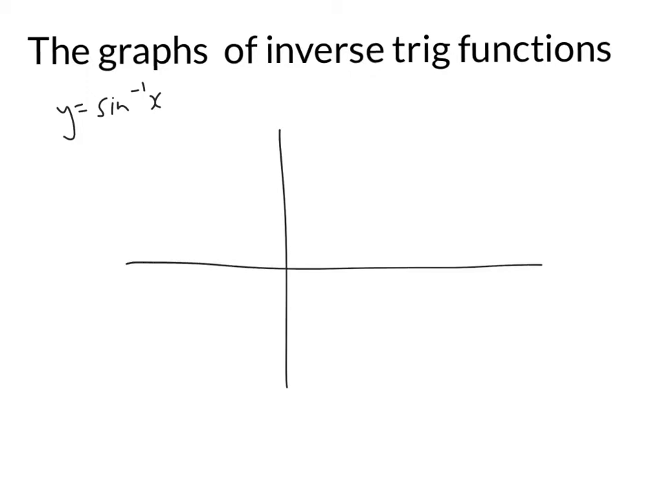Y equals sine x looks like so if we go from 0 to 2 pi. It also goes on in the negative direction and on. However, we're not going to look at all of the graph. Why? Well, functions are only defined as functions if they are one-to-one. So this graph here is not a one-to-one function.